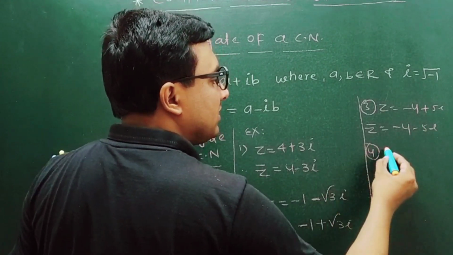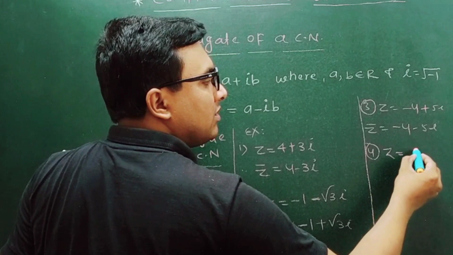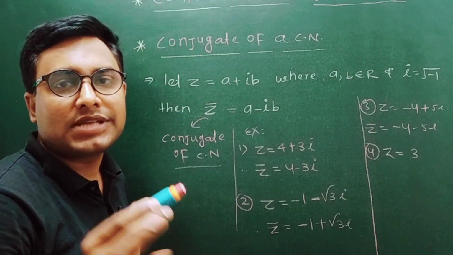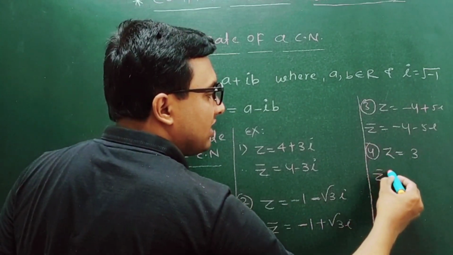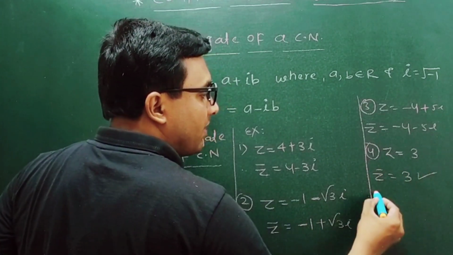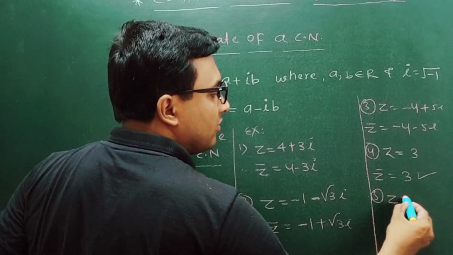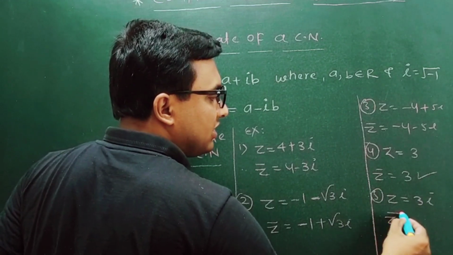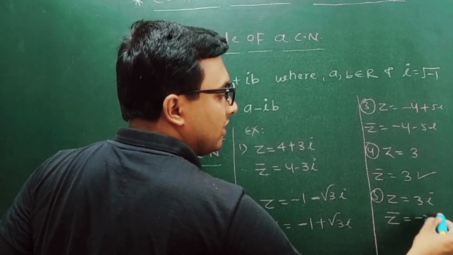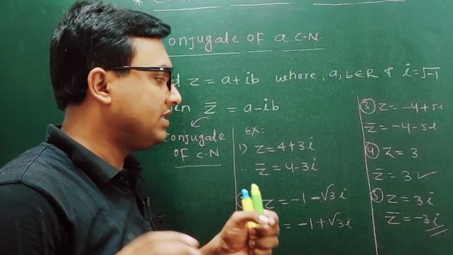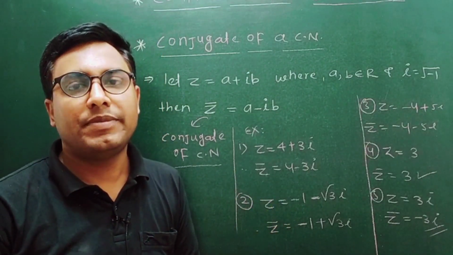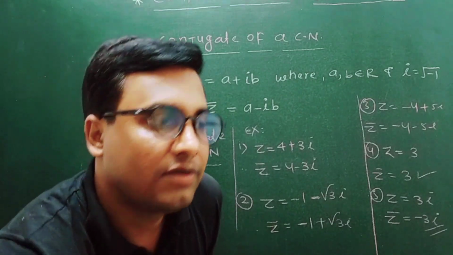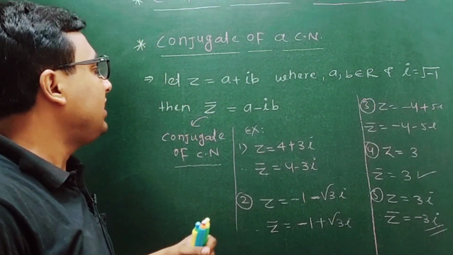Fourth example is z is equal to only 3. This is a real part, so no sign change. Therefore z bar is equal to only 3. But if z is equal to 3 iota, then z bar is equal to minus 3 iota. Right. We change the sign of the imaginary part only. Now we write some results.